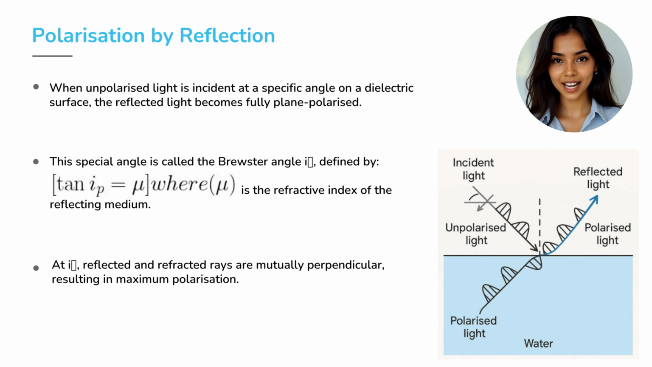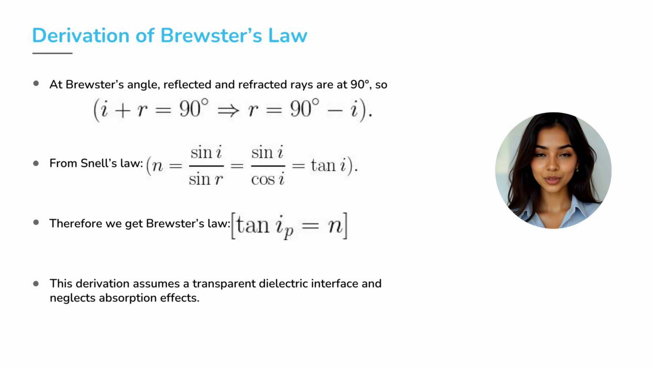Mathematically, Brewster's angle is neat and tidy. The tangent of this angle equals the refractive index of the material the light is hitting. If you say it aloud, it sounds like this: the tangent of the Brewster angle equals the refractive index. So, at this magic angle, all the reflected light becomes plane polarized, showing us polarization is no accident but follows precise laws. Let's unravel Brewster's law step by step, like peeling an onion, except no tears here.